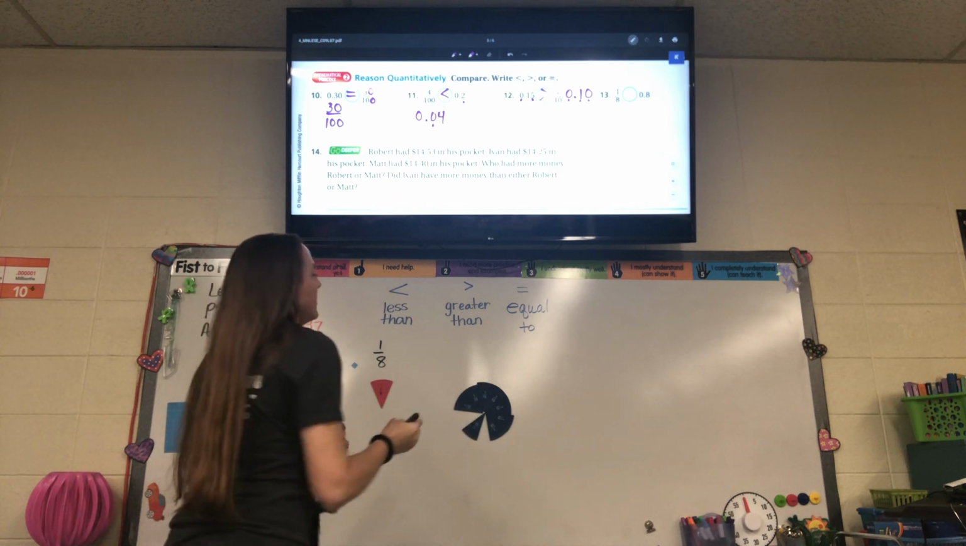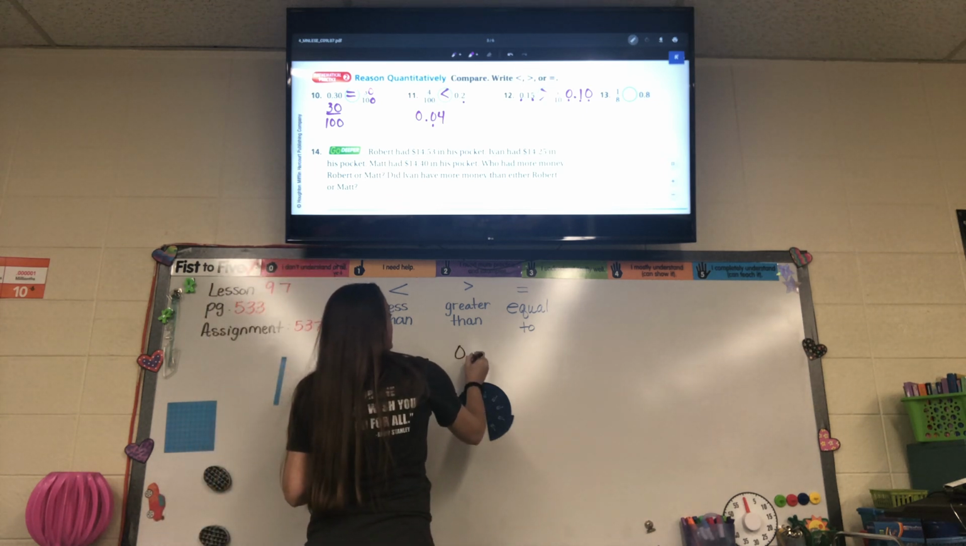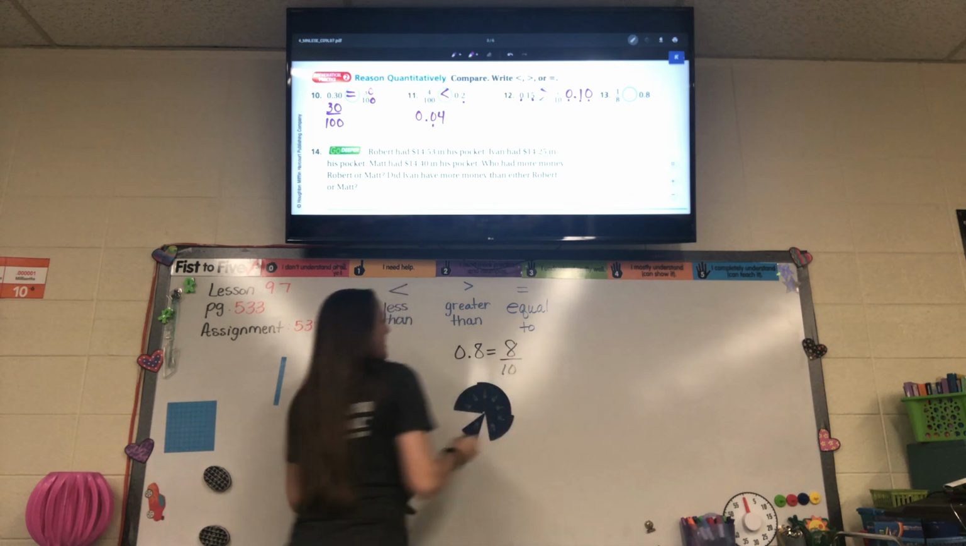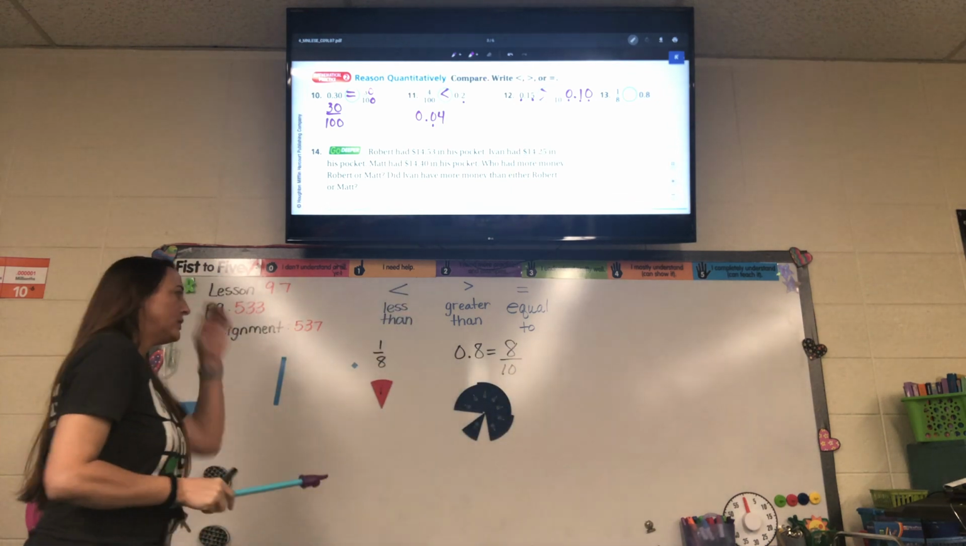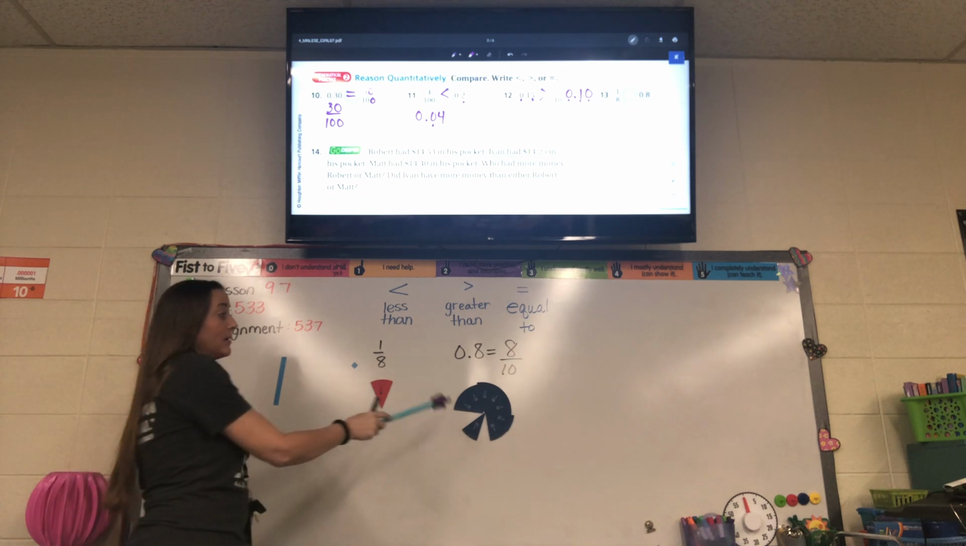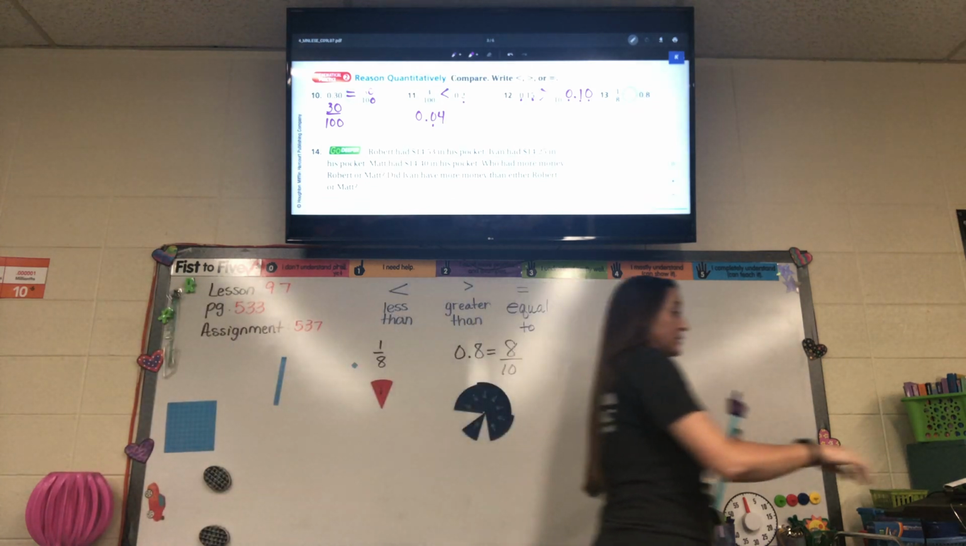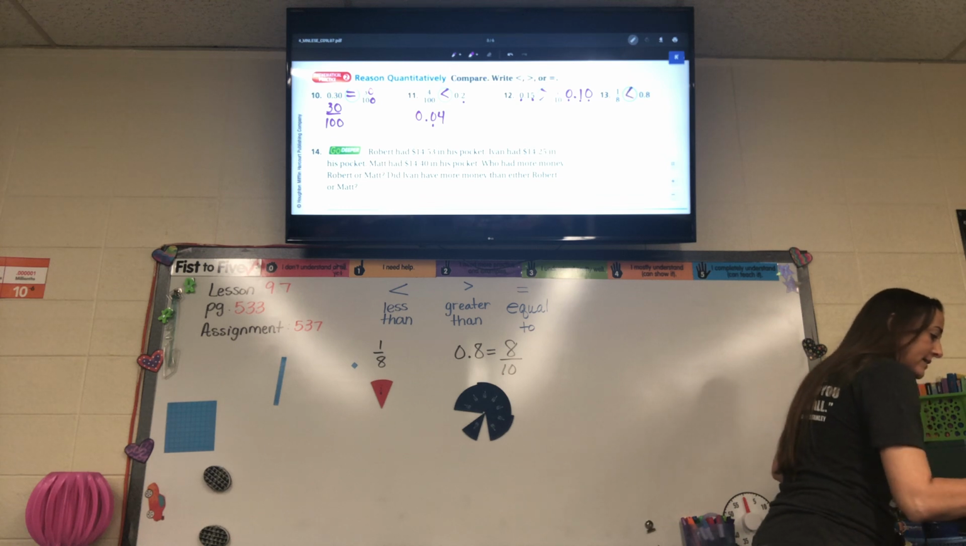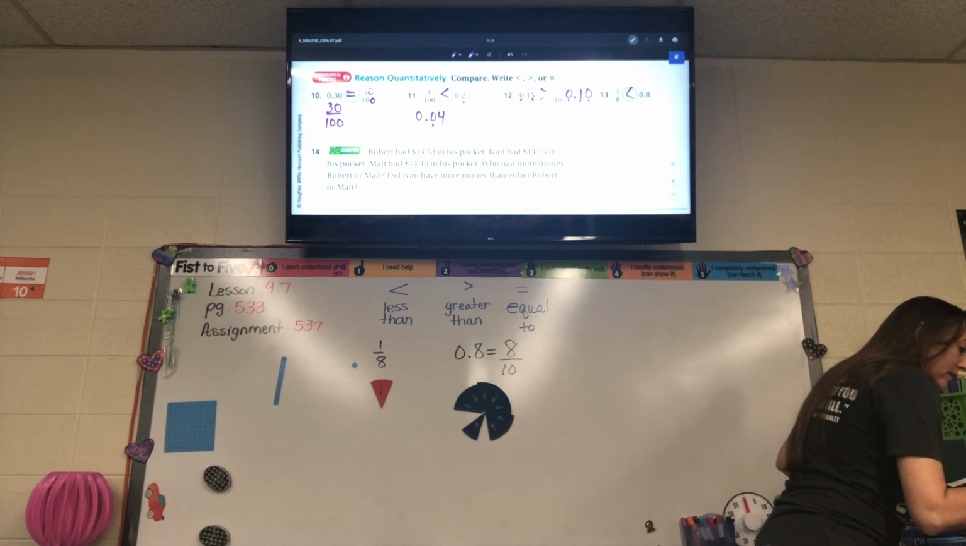The other, the decimal that they gave us is 8 tenths, which is the same as 8 tenth size parts. So, which is bigger, 1/8 size part or 8 tenth size parts? Well, it's pretty clearly 8 tenth size parts. So we're going to use the less than symbol, and we're going to write this as 8 tenths.